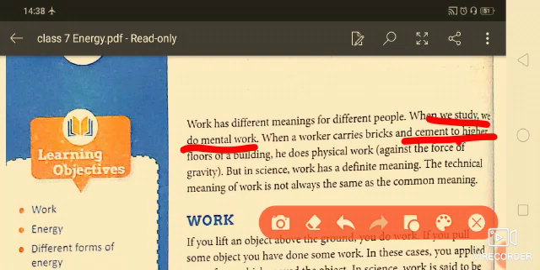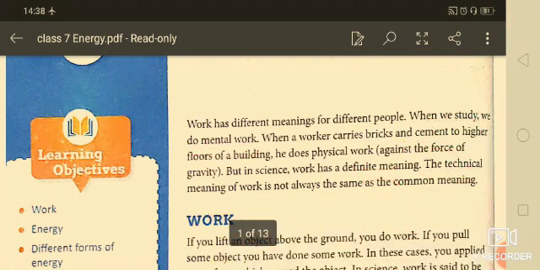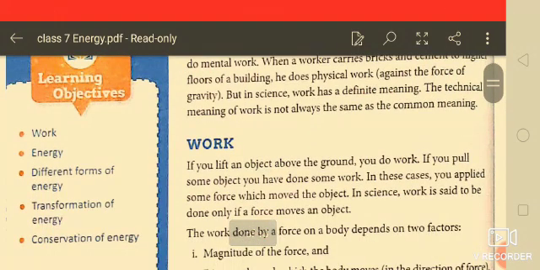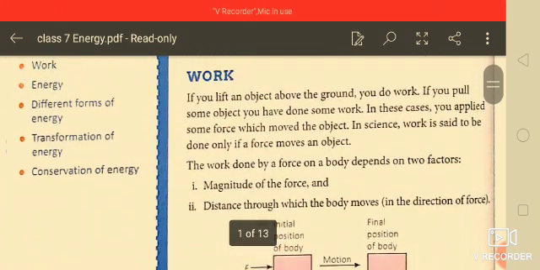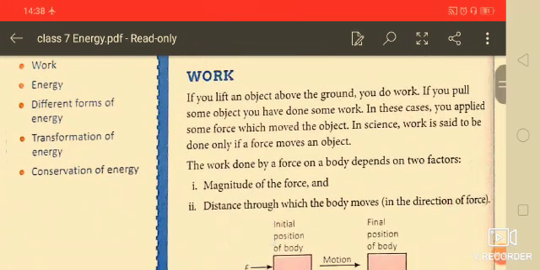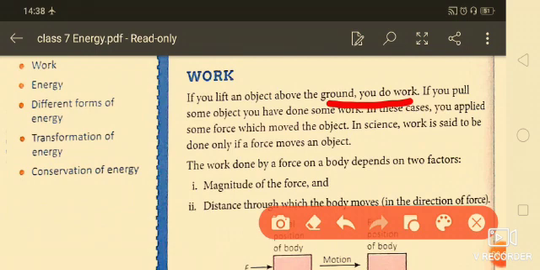But in science, work has a definite meaning. The technical meaning of work is not always the same as the common meaning. So what is work here? Actually, if you lift an object above the ground, you do work. If you pull something, you have done some work here. In these cases, you applied some force which moves the object. In science, work is said to be done only if a force moves an object.